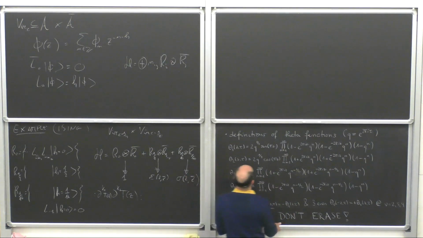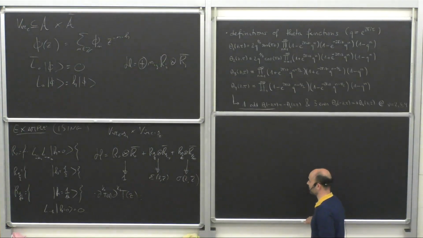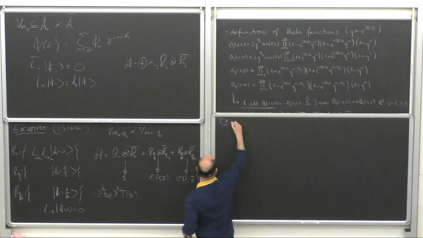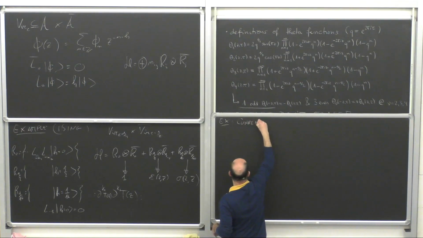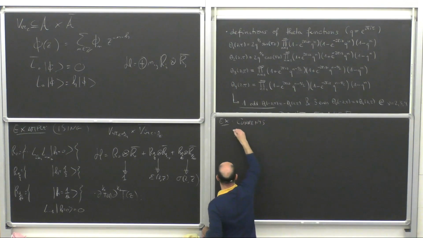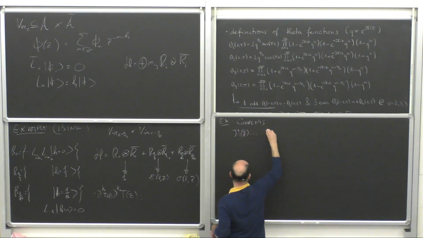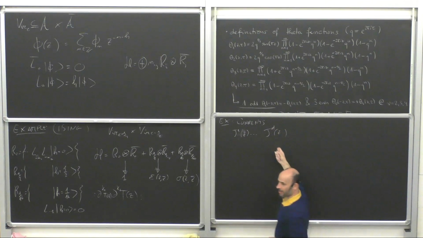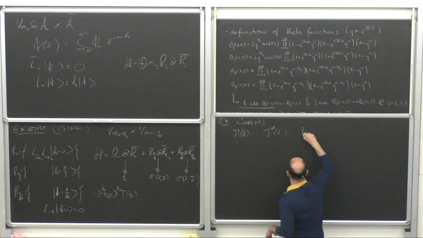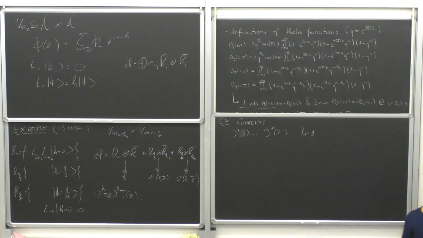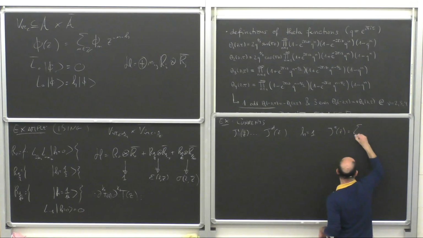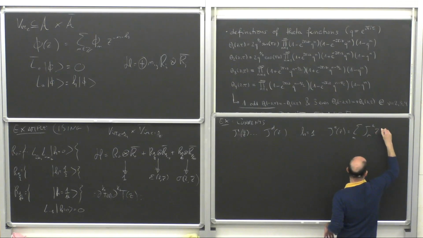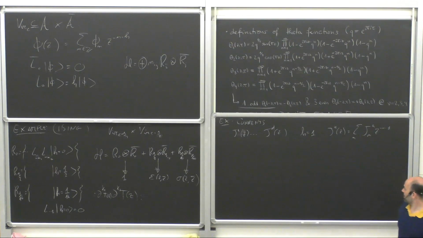So, a less easy example: current algebras. Suppose your theory has some holomorphic fields, J1 of Z up to JD of Z, and that they all have spin 1, or conformal weight 1. Okay? So we can make a mode expansion as usual. We call J_n^A the coefficient of Z to the minus n minus 1 in this case.